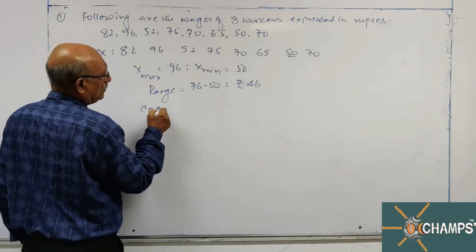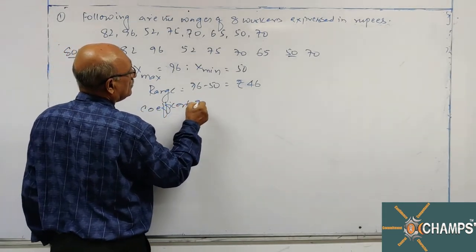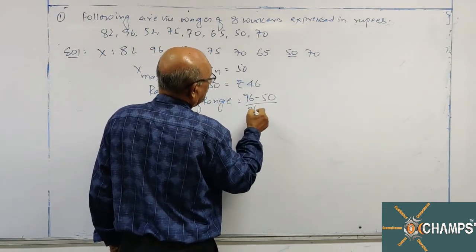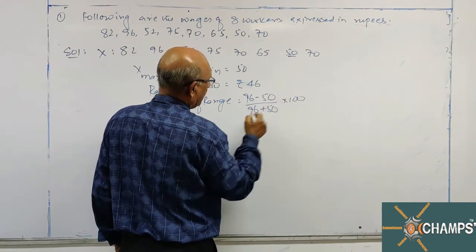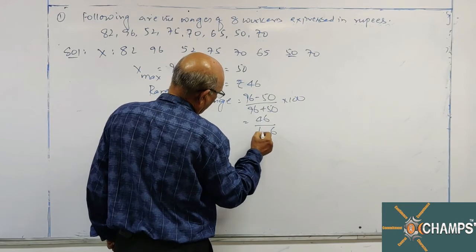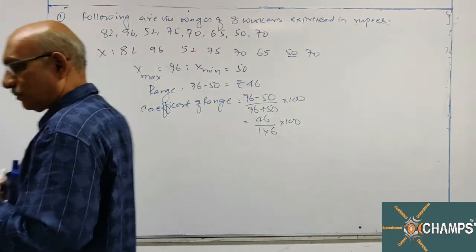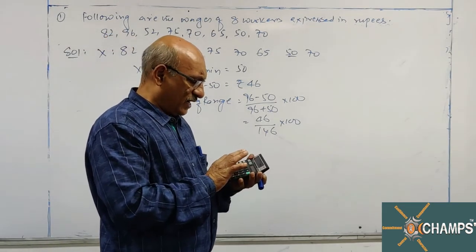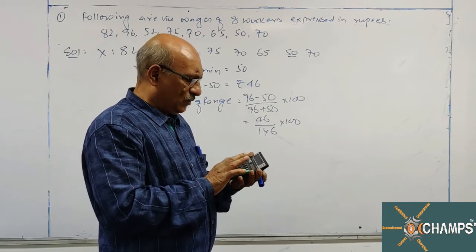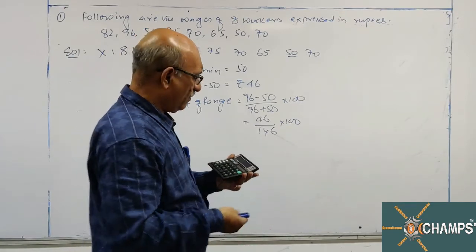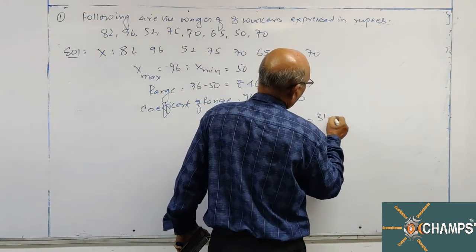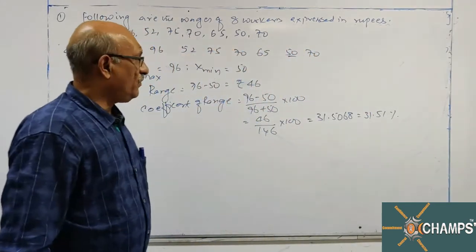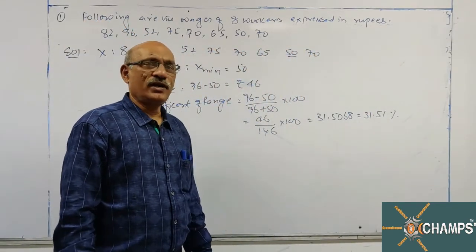Coefficient of range is equal to 96 minus 50 divided by 96 plus 50, into 100. So 46 divided by 146 into 100. That is 31.5068, which is 31.51%. Variation in wages is 31.51%.